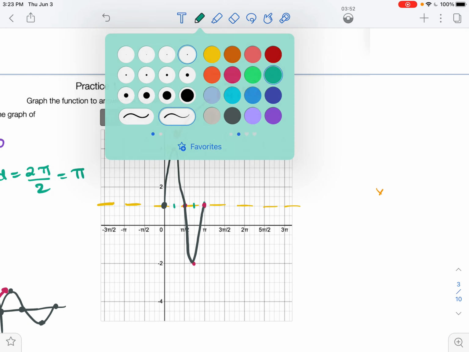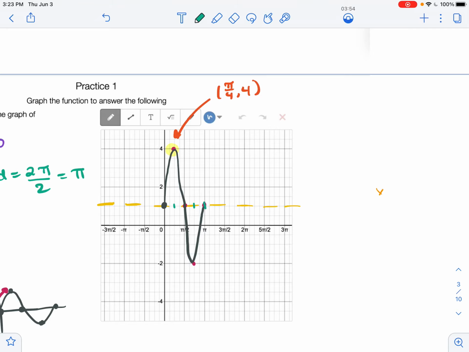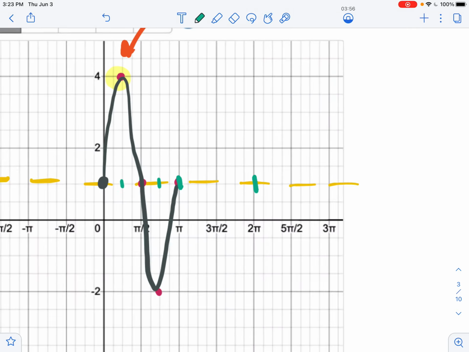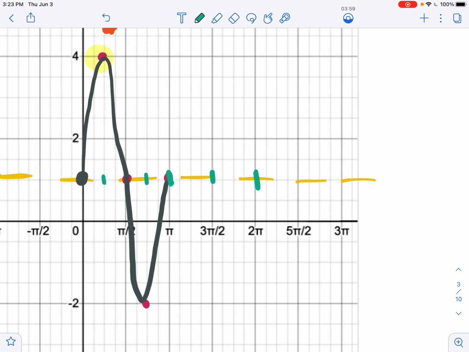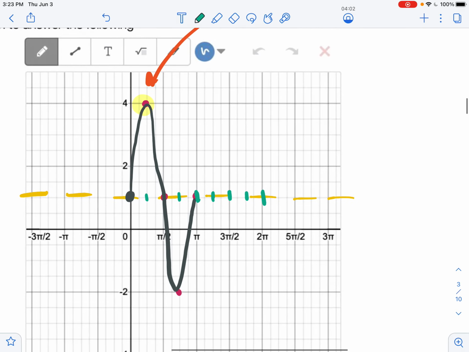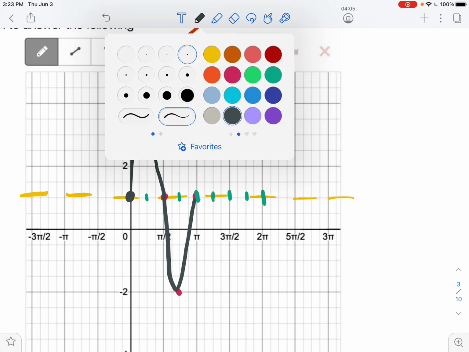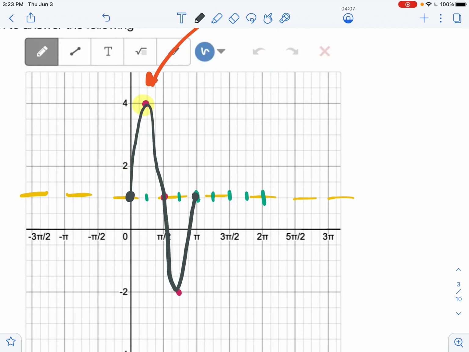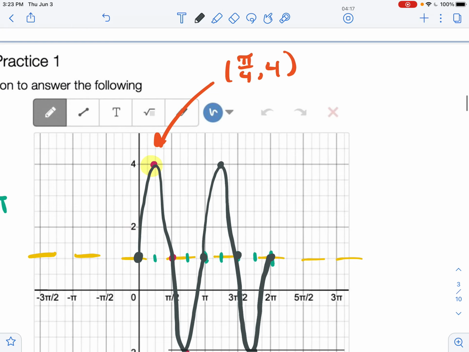So we know that we'll have another cycle existing between pi and 2 pi. We'll need to split that up into fourths to help us see where all 5 key points of this next cycle fall. So we start at our midline, jump to our max, back to our midline, down to our minimum, to our midline. So we see a second cycle here. Do our best to connect those points.